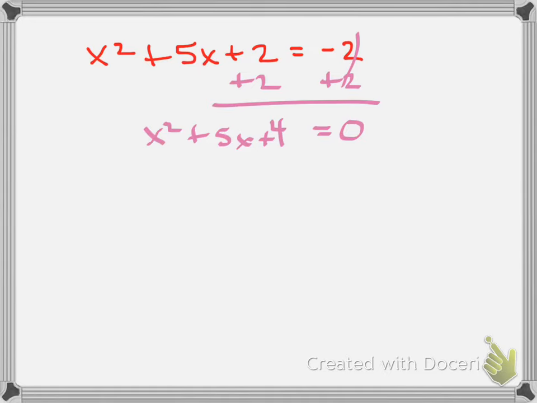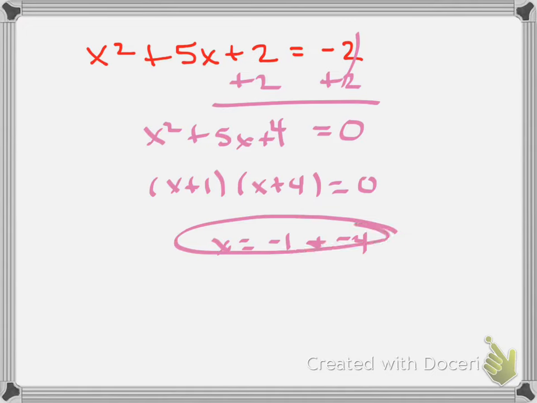Then I would have to factor it like normal. If I did that very quickly, that would be x plus 1, x plus 4. And so I would automatically know mentally that my answers are, in fact, negative 1 and negative 4. So good luck to you with this. This is solving quadratics by factoring.